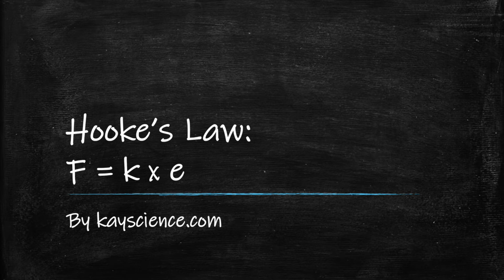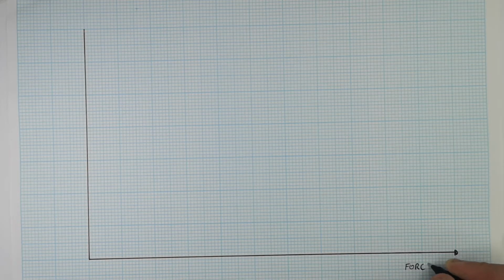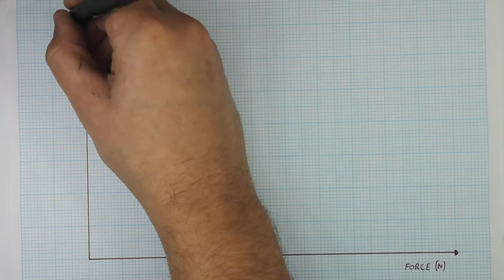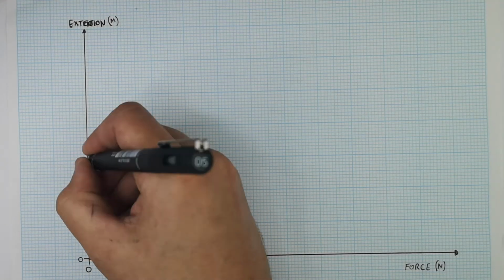Hooke's law. Force equals the spring constant times the extension, by KayScience.com. Along the x-axis is the force in newtons, and along the y-axis is the extension of the spring in meters.